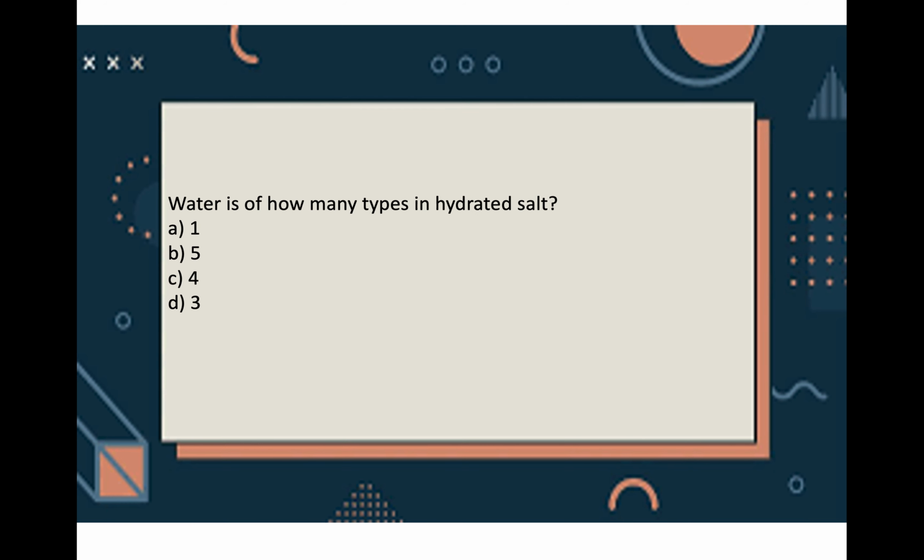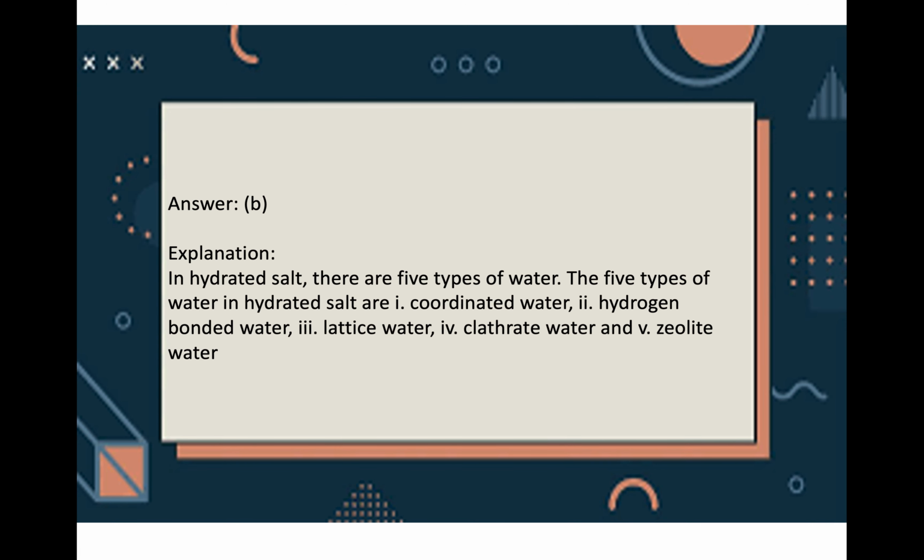So water is of how many types in hydrated salt? A is 1, choice B is 5, C is 4, and D is 3. So choice B, 5 types are there in hydrated salt. The 5 types of water are coordinated water, hydrogen bonded water, lattice water, clathrate water, and zeolite water.